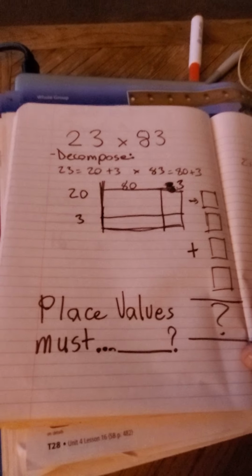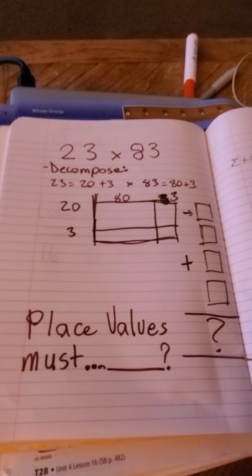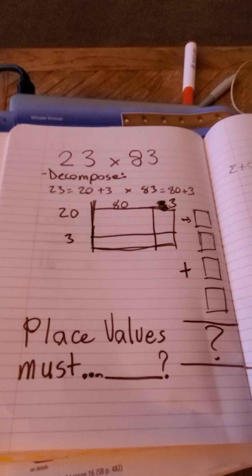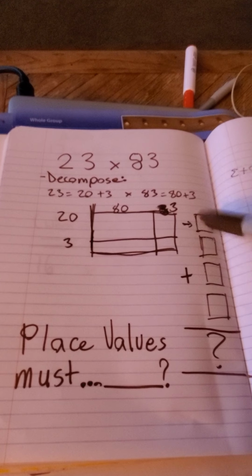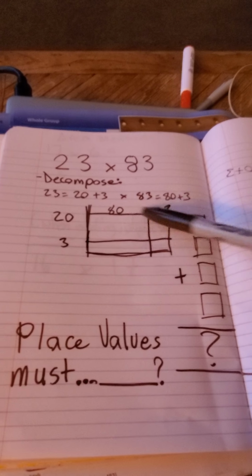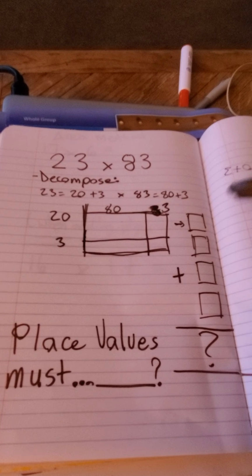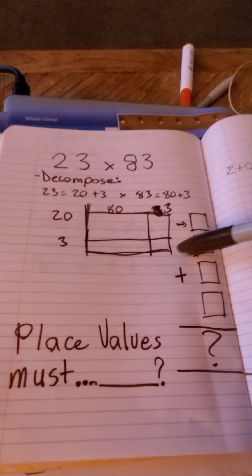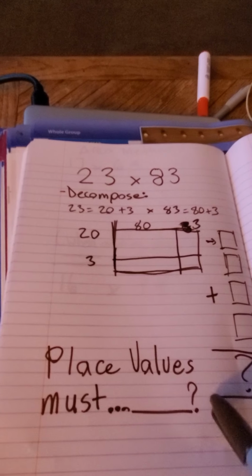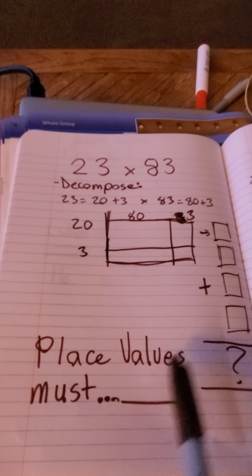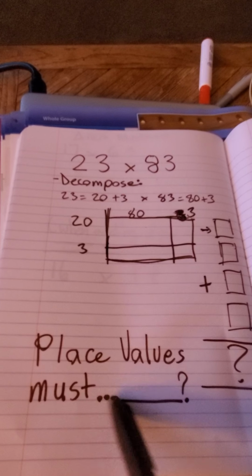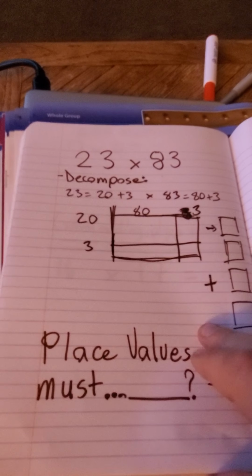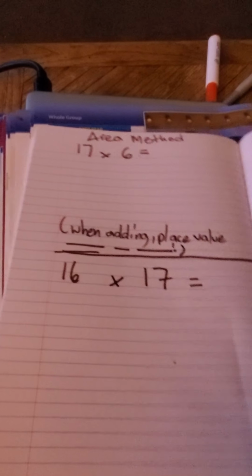I've done the same, something more of a guided practice problem for you. Again, I've set up the problem and the boxes. I've decomposed the numbers for you, giving you steps to follow. And it's important to remember that when you've reached this step, when adding, place values must line up.